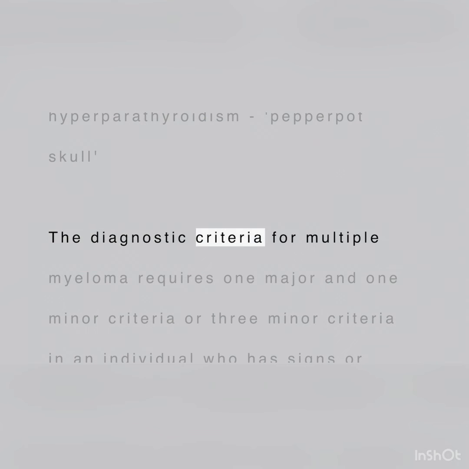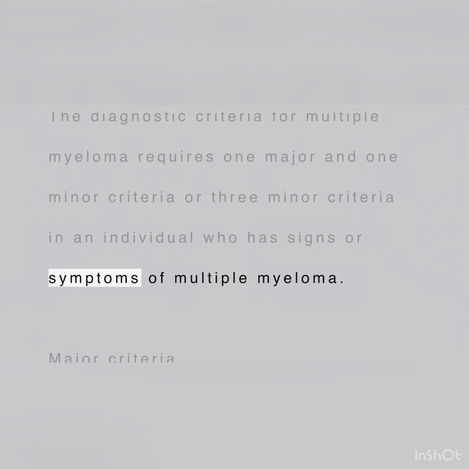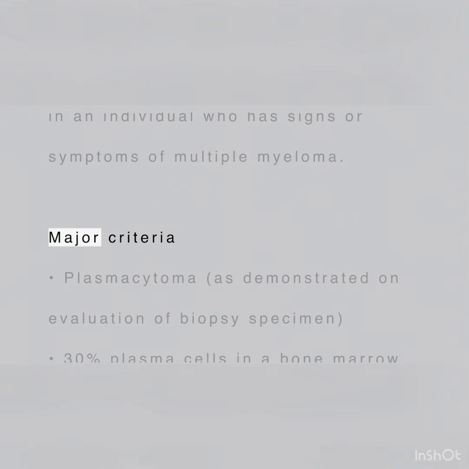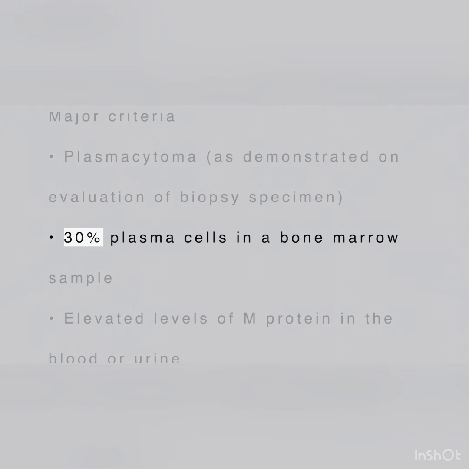The diagnostic criteria for multiple myeloma require one major and one minor criterion, or three minor criteria, in an individual who has signs or symptoms of multiple myeloma. Major criteria: plasmacytoma, as demonstrated on evaluation of a biopsy specimen; more than 30% plasma cells in a bone marrow sample; elevated levels of M protein in the blood or urine.